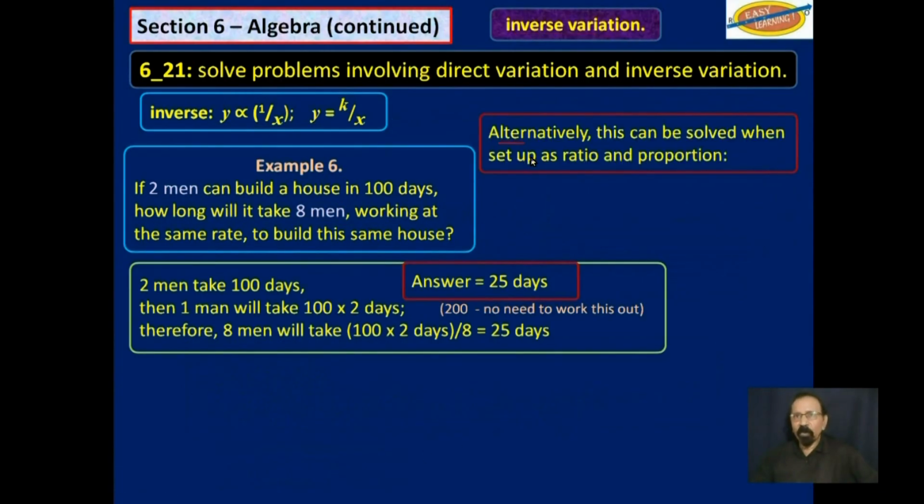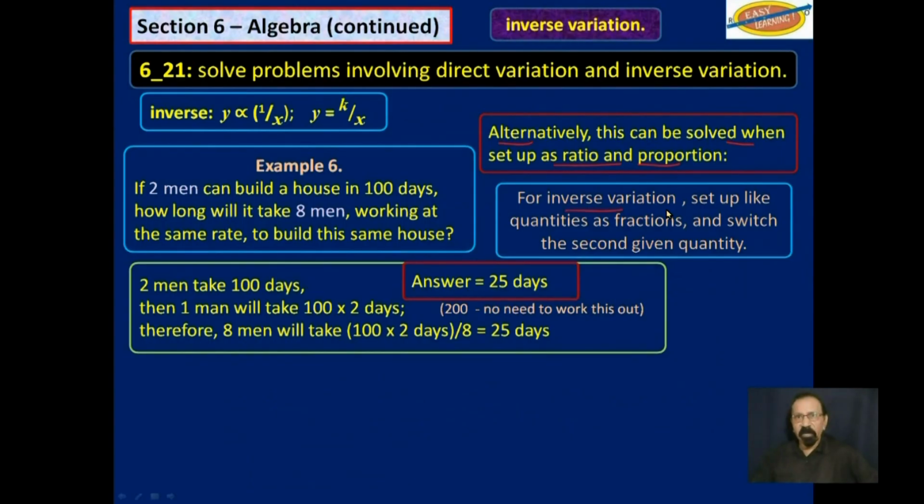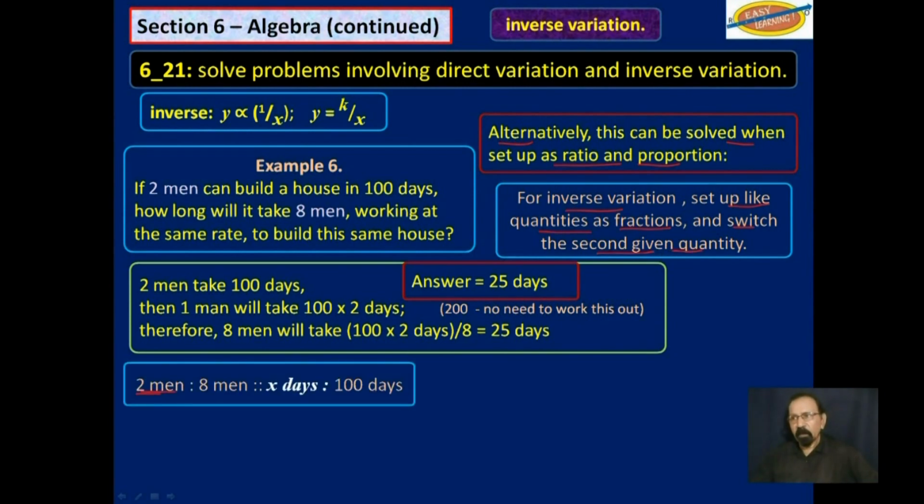Now, we can work this out also using ratio and proportion, but you have to be a little more careful because this is not direct. This is inverse, and inverse exponential at that. So for inverse variation, set up like quantities as fractions, not as numerators, but as fractions, and switch the second given quantity around. Let me explain that. 2 men and 8 men.